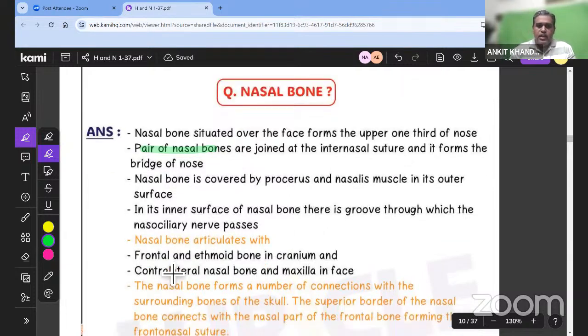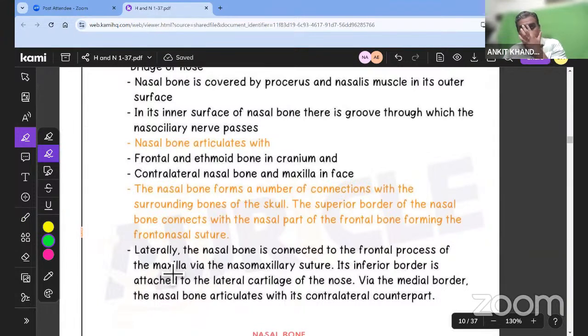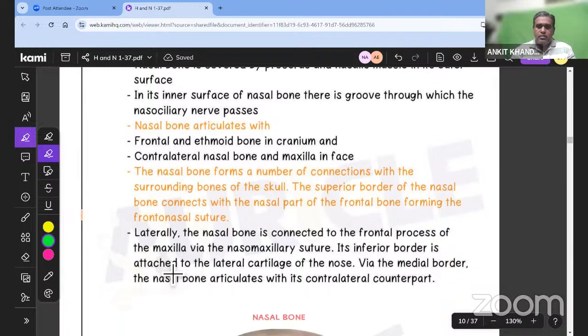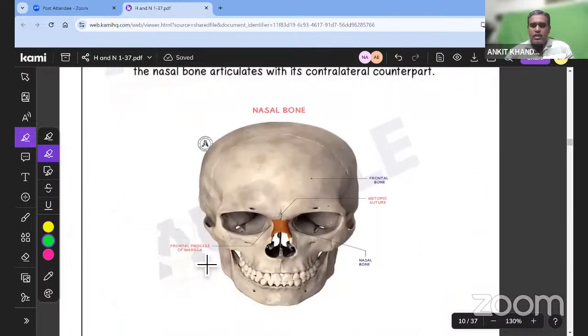Fine. The nasal bone articulates with which bones? The frontal bone and the maxilla. Let's look at the diagram of the nasal bone. This over here is the nasal bone, in red highlight. Now remember, it is one of the most commonly fractured bones of the face, right?